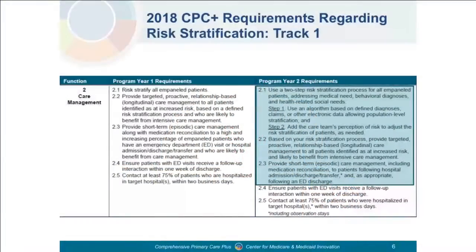Okay, so here we can see the 2018 care delivery requirements for care management for Track 1 practices. So in 2017, Track 1 practices were asked to risk stratify all their patients, whether they were using a 1 or 2-step practice. For this year, Track 1 practices are asked to risk stratify using a 2-step process. So really using this 2-step approach, it goes beyond just using the algorithm and taking into account the clinical perception for each specific patient, making sure that you're addressing those medical needs, those behavioral diagnoses, and health-related social needs.